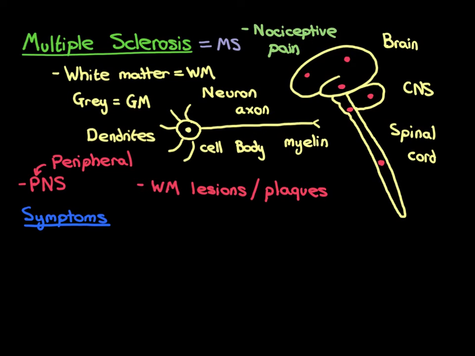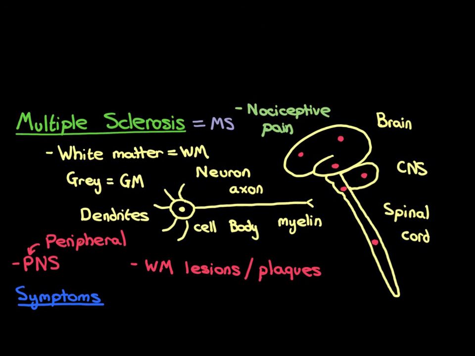So normally when you get inflammation occurring somewhere, which is what's happening in these lesions, you're getting inflammation occurring in these white matter areas. Normally, if that was to occur in a peripheral portion of the body, that will cause pain coming from that area. And that sort of pain is called nociceptive pain because it involves the activation of nociceptors. It involves the activation of pain neurons.